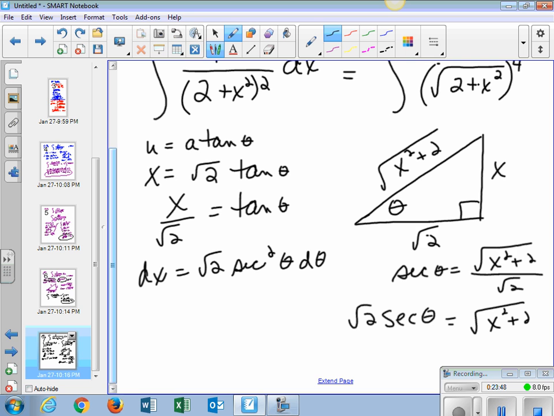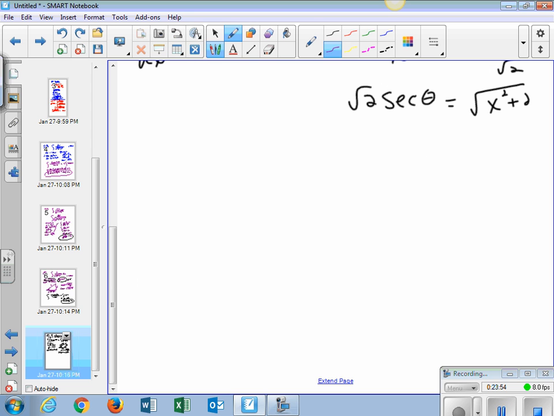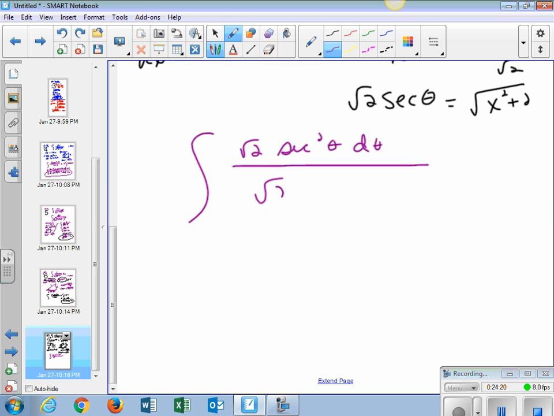Okay, I think I'm ready to do my substitution. Are you with me? Okay, here we go. Where am I at? My dx, I'm going to put that in my numerator. So my dx was my root 2 secant squared theta d theta. In my denominator, remember I had that square root of 2 plus x squared to the 4th power. So that radical is now going to be, substituting in for that radical, root 2 secant theta. And now that is raised to the 4th power. Okay, that doesn't look bad.